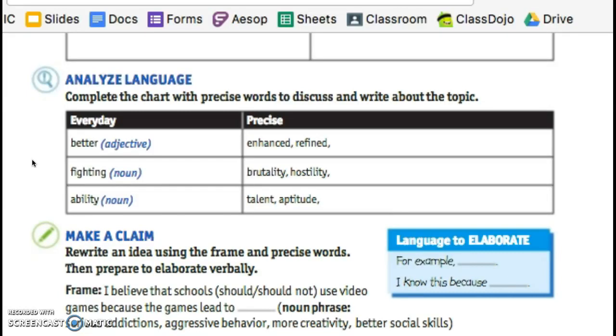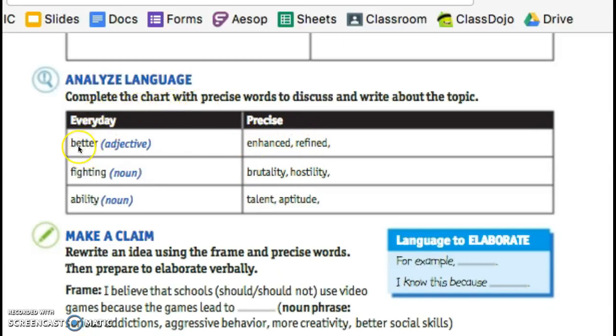So now that you have that, we're going to go into analyzing language. I'm going to read and I want you to follow along. Complete the chart with precise words to discuss and write about the topic. So, here are some everyday words that you could use in talking about should video games be used in education or at school. Now, the book has already given you some precise words to use.